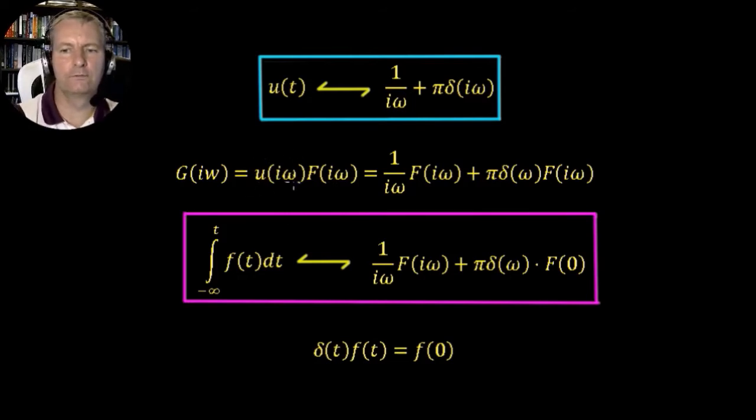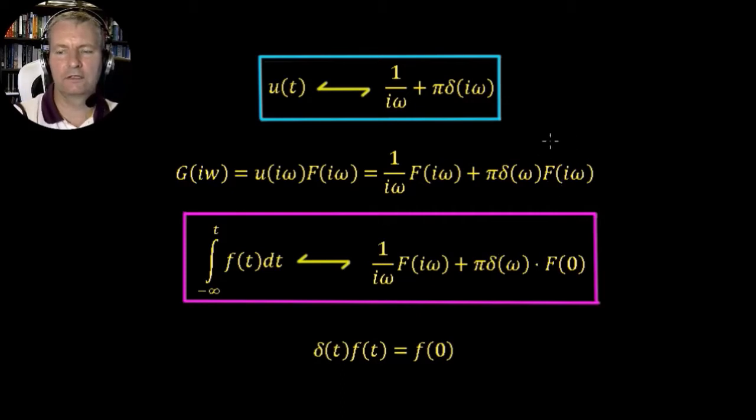This is just the Fourier transform of the step function, and we've already worked that out in a previous video, and that's equivalent to 1 upon i omega plus pi delta omega. So we're taking that 1 upon i omega plus pi delta omega and multiplying it by our F of i omega. So finally, the Fourier transform of an integral is going to equal 1 upon i omega F of i omega plus pi delta omega F of i omega.